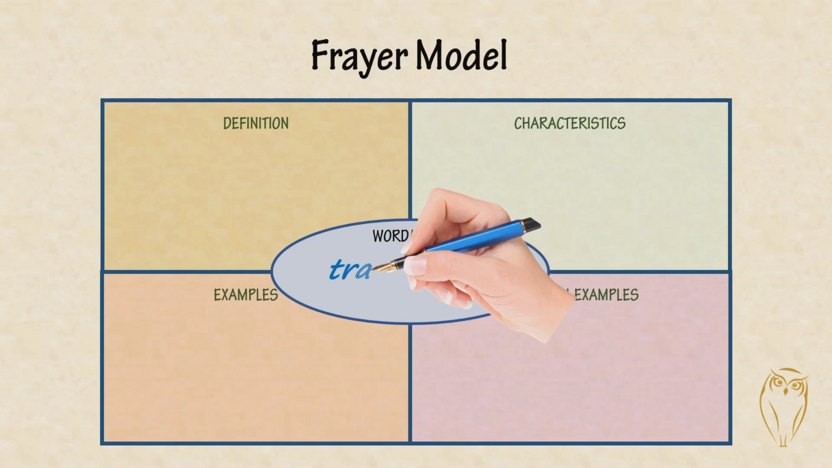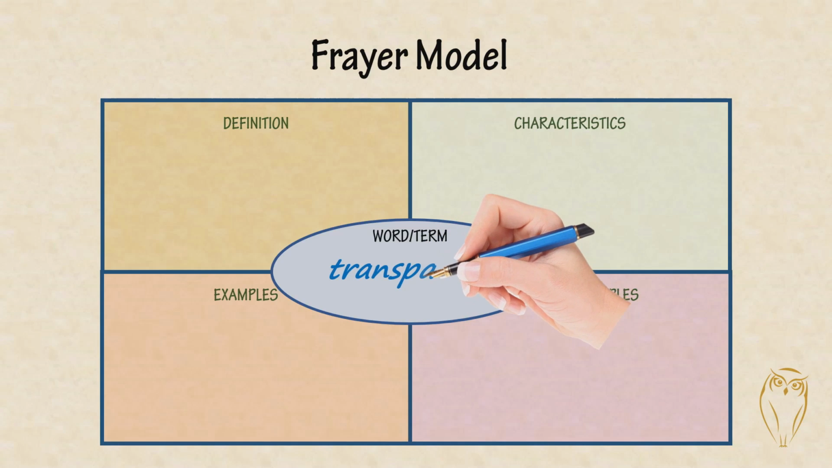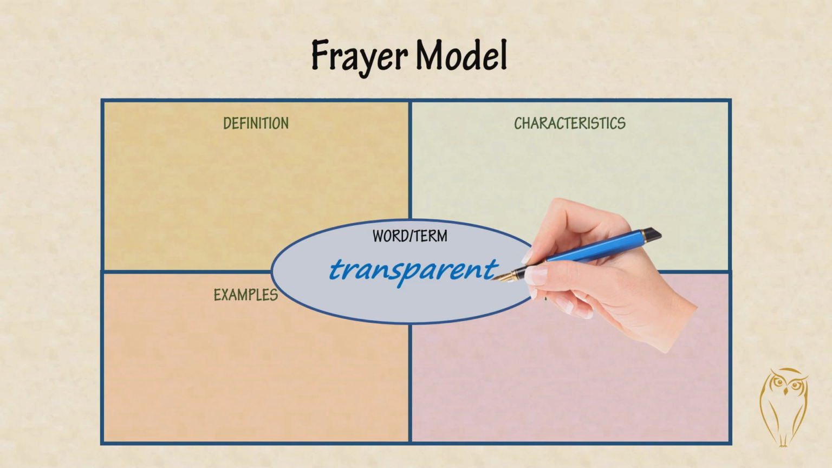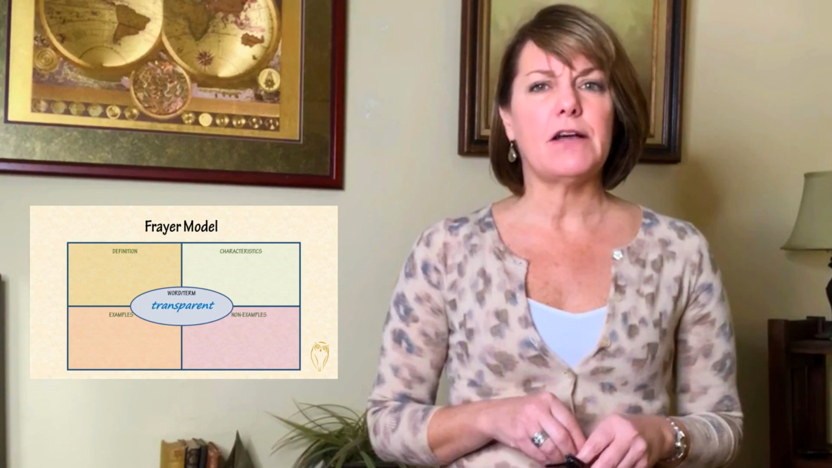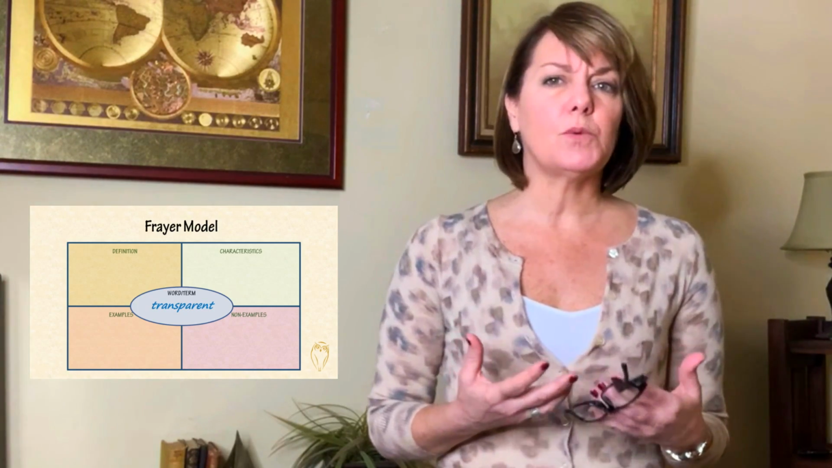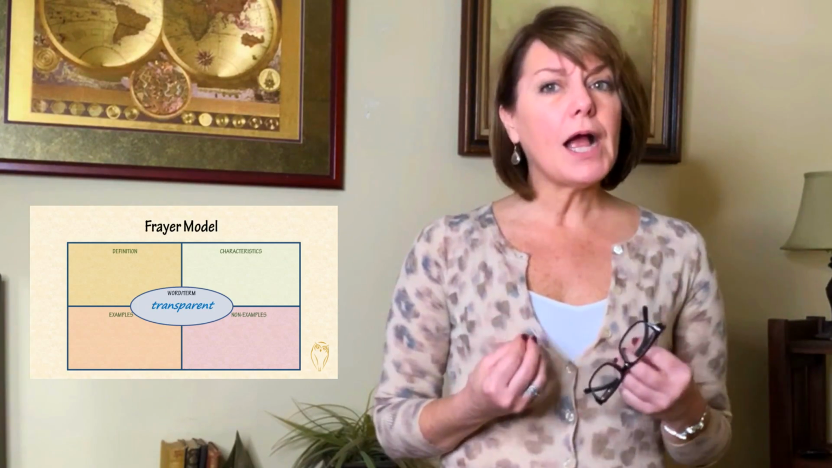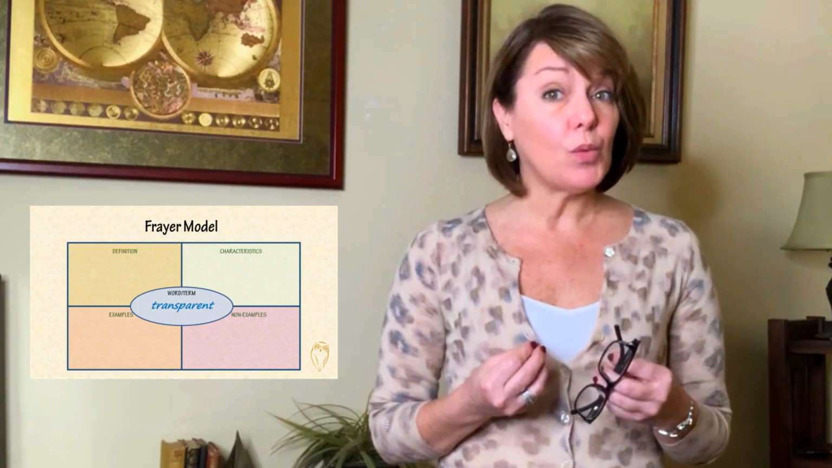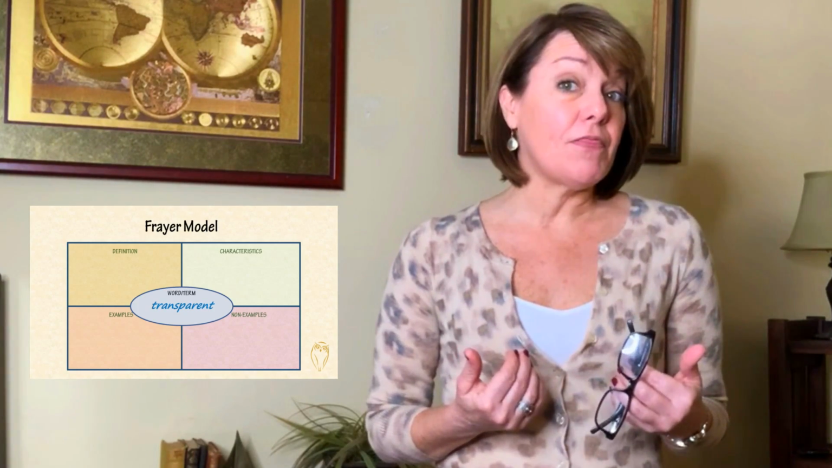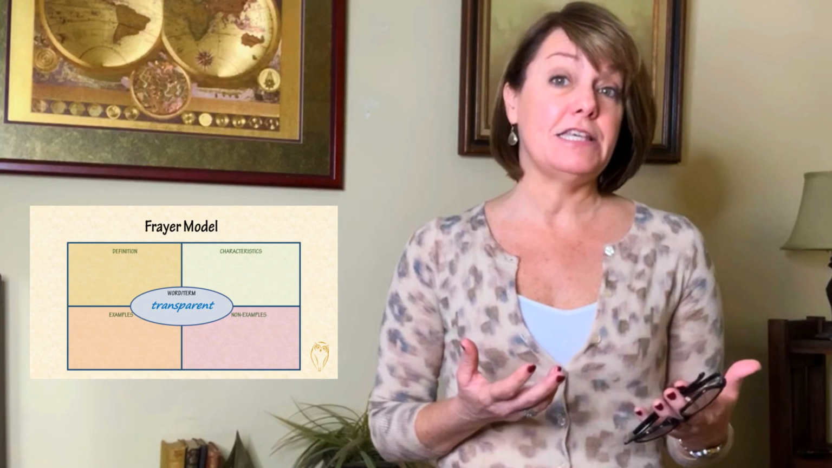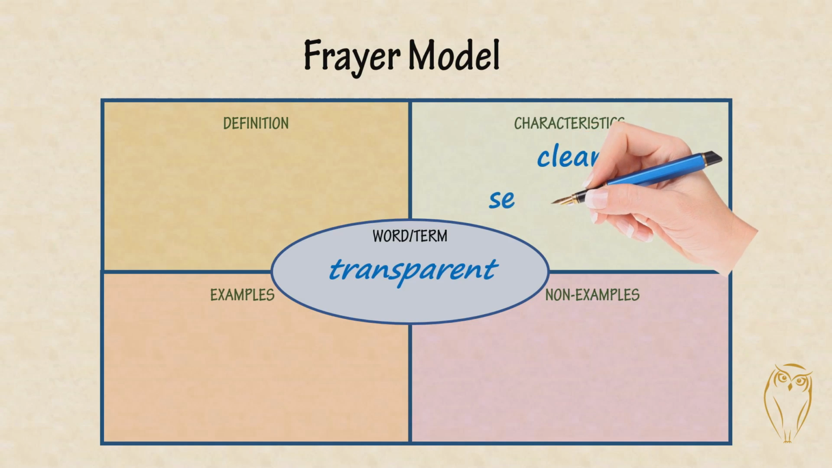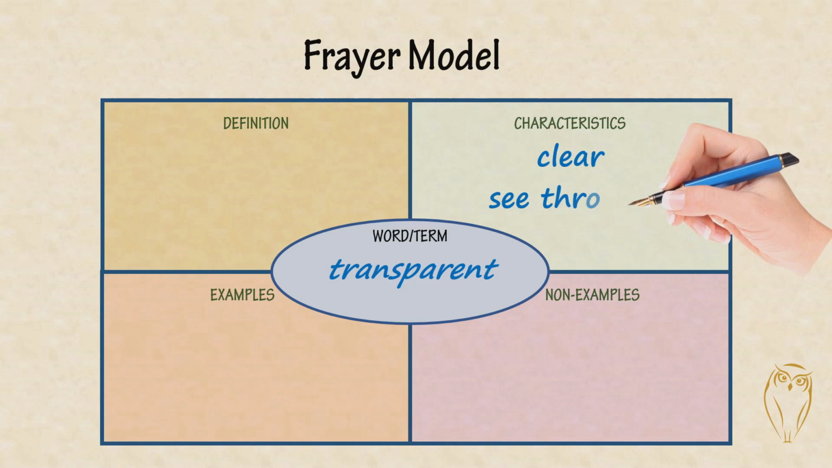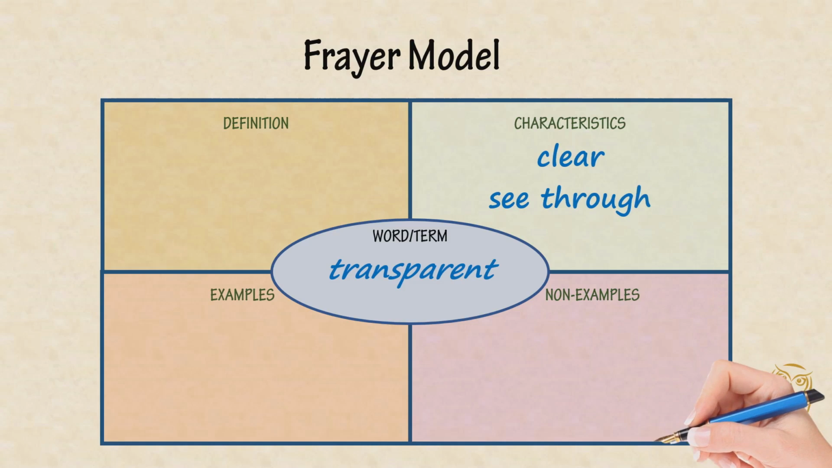So the first thing I'm going to do is write transparent in the oval at the center of my model, and then I'm going to look to the top right block and I'm going to think to myself, what do I think the word transparent means? What comes to mind when I hear that word? And I tend to think about things that are clear or that I can see through. So I'm going to write down those characteristics or attributes of the word transparent in that top right block.